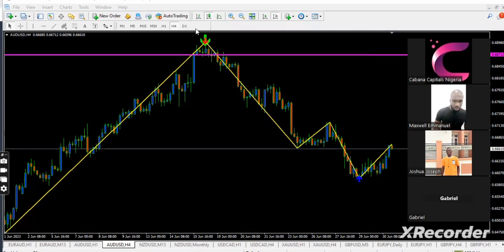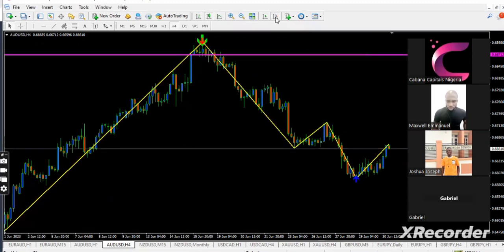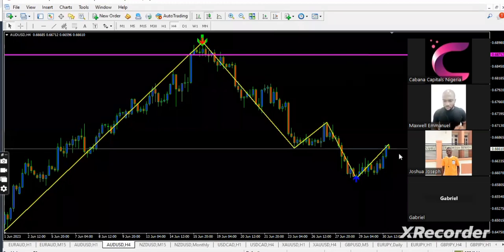You need to know the trend for the week. When you're analyzing the market, it is very important. Whether you're a day trader or a scalper, you should know the trend for the week. The trend of the week is what will determine the trades you will take on lower time frames. Very important.